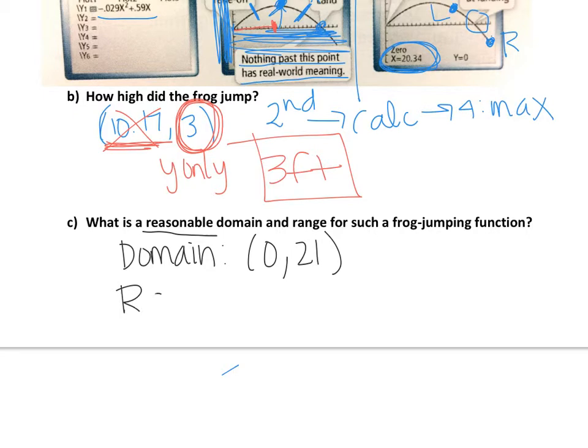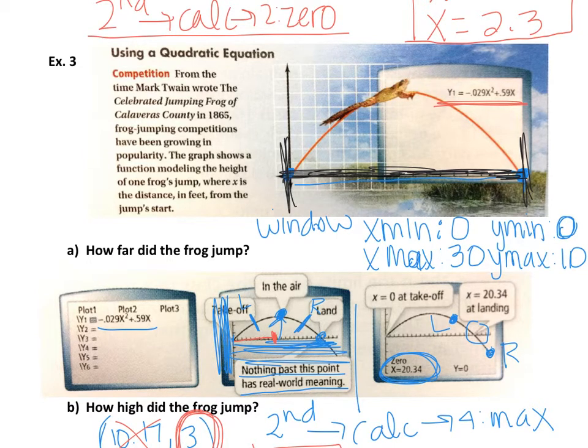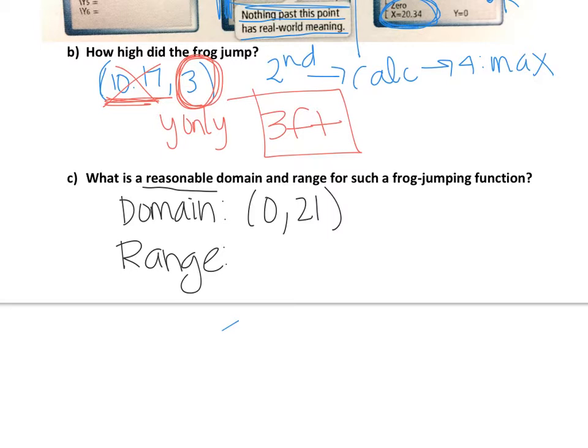Now my range, so these are the y values. I'm going to go back up so you can see the picture again. Your range is going to be, how high up did he go? What would be a reasonable range for that? So we know at the peak he reached 3 feet. So 0 all the way up to 3 feet would be a reasonable range. So you can put 0 to 3.